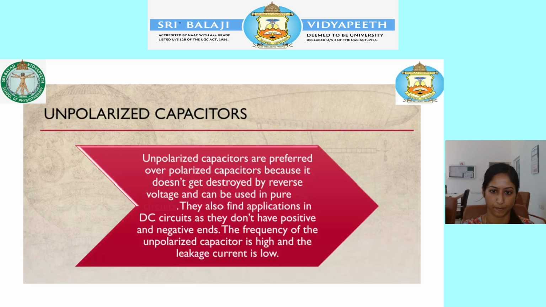An unpolarized capacitor is preferred over a polarized capacitor because it does not get destroyed by reverse voltage and it can be used in any position. It also finds application in direct current circuits as it doesn't have positive and negative ends. The frequency of the unpolarized capacitor is high and the leakage current is low.